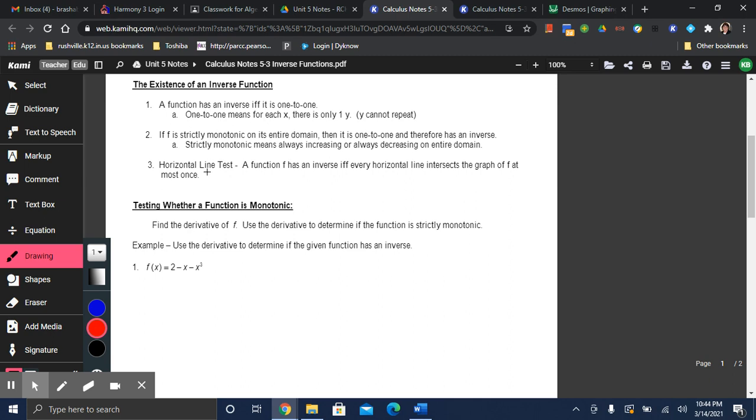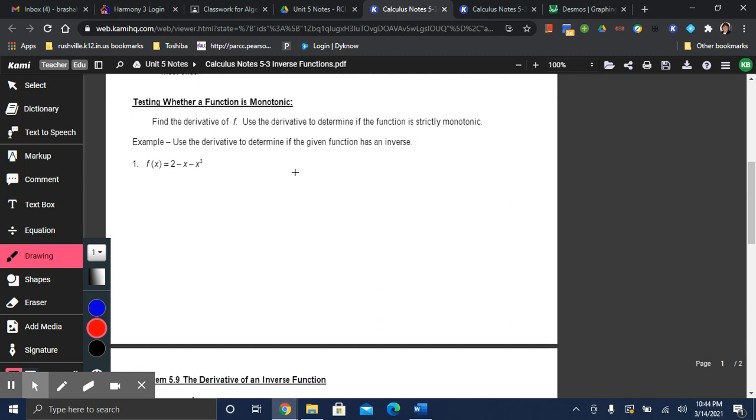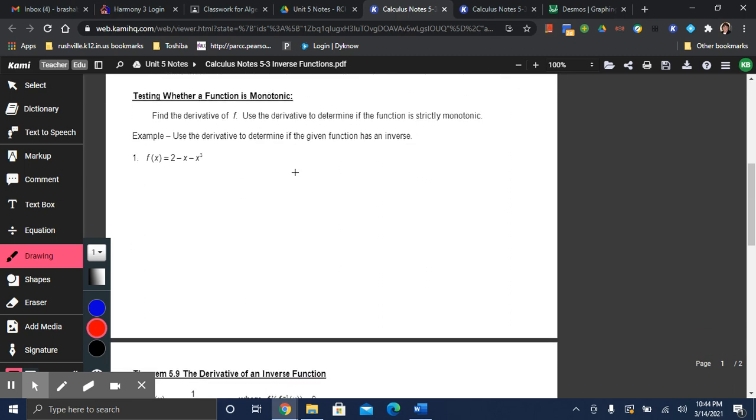There is also the horizontal line test, similar to the vertical line test for whether something is a function. The horizontal line test says that if a horizontal line intersects a graph at most once, then the function has an inverse. So I'm going to have us just look at a few types of things that you can do with calculus that involve inverses. One of them is to determine if the function has an inverse.